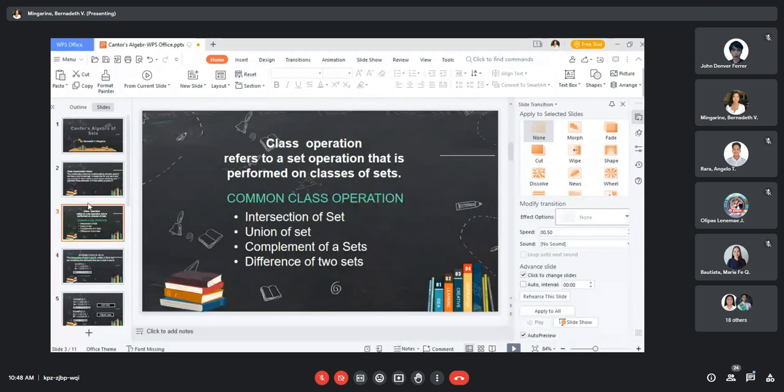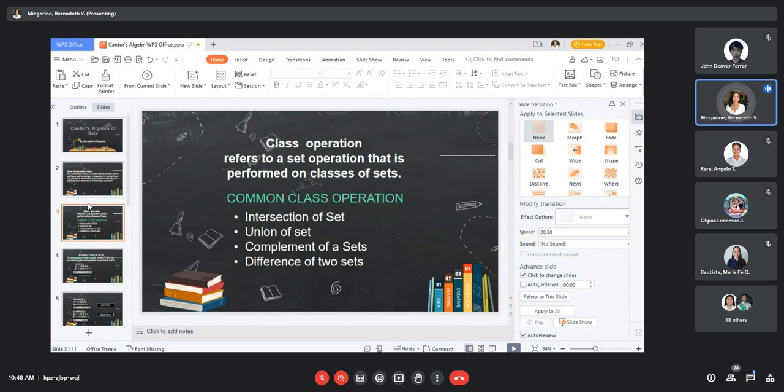Class operation refers to a set operation that is performed on classes of sets. These class operations are set operations that are performed on collections of sets known as classes. These operations allow us to combine, compare, or manipulate classes of sets rather than individual sets.